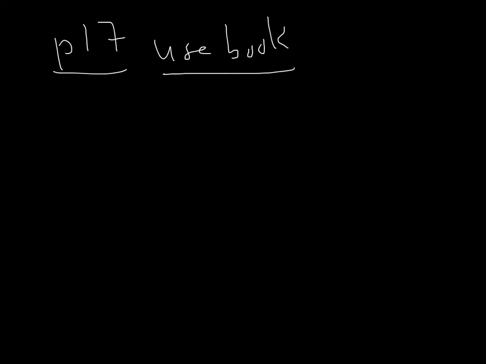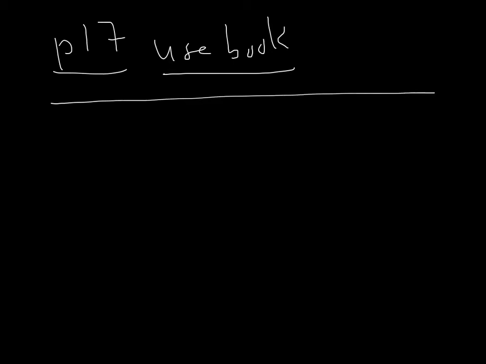Okay, now we're going to page 17. I want you to try to figure those out on your own. They are theorems, and you can use the book. If you don't have the book, you can look at it later on, check with the neighbor. So page 17 is just theorems 3.7 through 3.10.